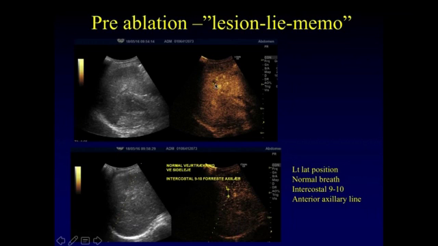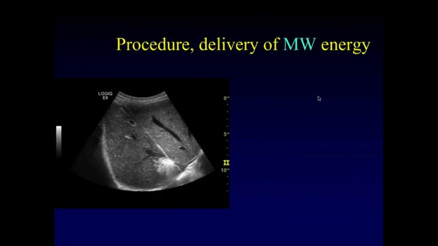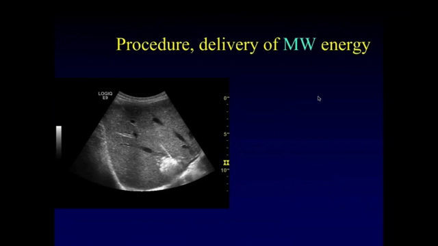So I always make a note for myself. For instance, in this case, there is a small metastasis. It can actually only be seen on the CEUS study, but it is easily seen in the lateral left position with a normal breath and in the intercostal space between 9 and 10 in the anterior axillary line. In that case, I will be able to go back and find the lesion also in the OR. Then you can do the ablation.